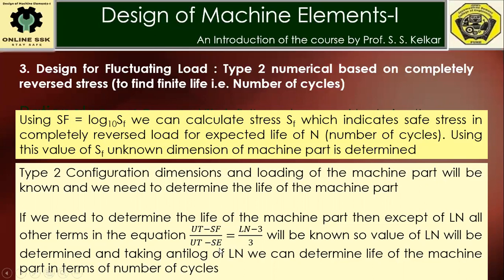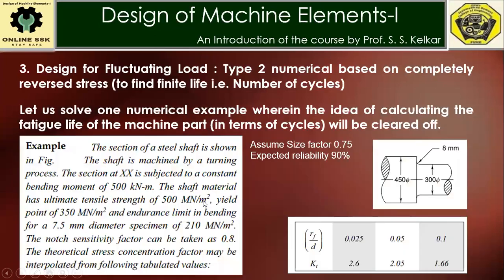Using the given data, we shall be in a position to calculate the endurance limit for the machine part, and based on that we shall be calculating capital AC, log of AC to base 10. So UT, SF, AC will be known to us. In this formula, Ln will be the only unknown. Knowing Ln, which is equal to log to base 10 of n, where n is the number of cycles, the life in terms of number of cycles, and taking the anti-log of Ln, we can calculate the actual number of cycles, the life that can be exhibited by the machine part.